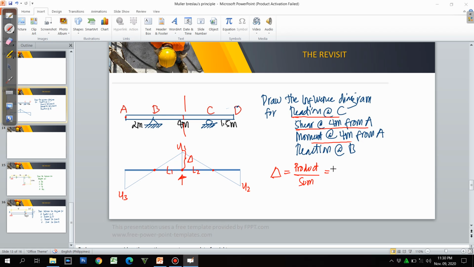And it so happened that L1 and L2 are equal because of symmetry. But it is not always the case. Okay, so the product of L1 and L2 all over the sum of L1 and L2. So basically, this is 2 times 2 all over 2 plus 2. Therefore, if this is 4, that is equal to 4, and it will yield a delta equal to 1. So therefore, y1 is equal to 1.